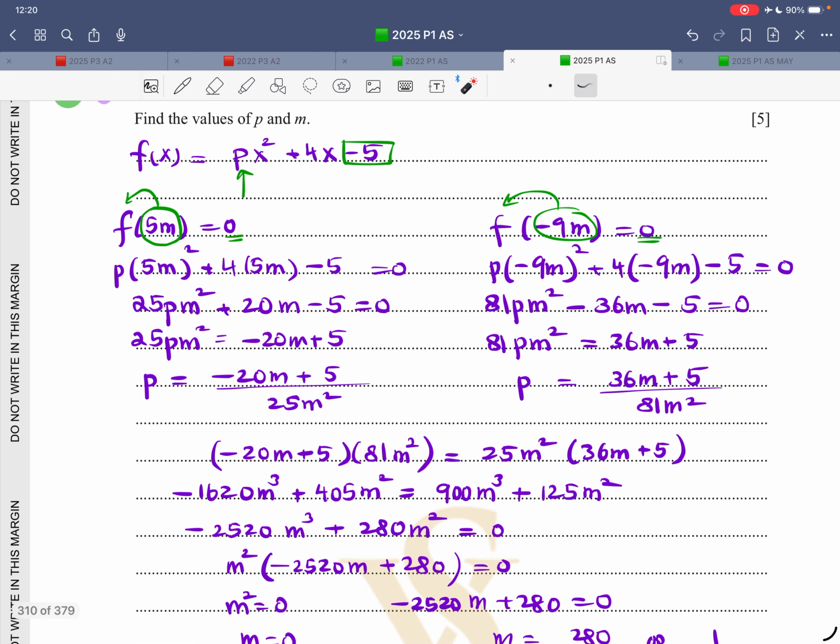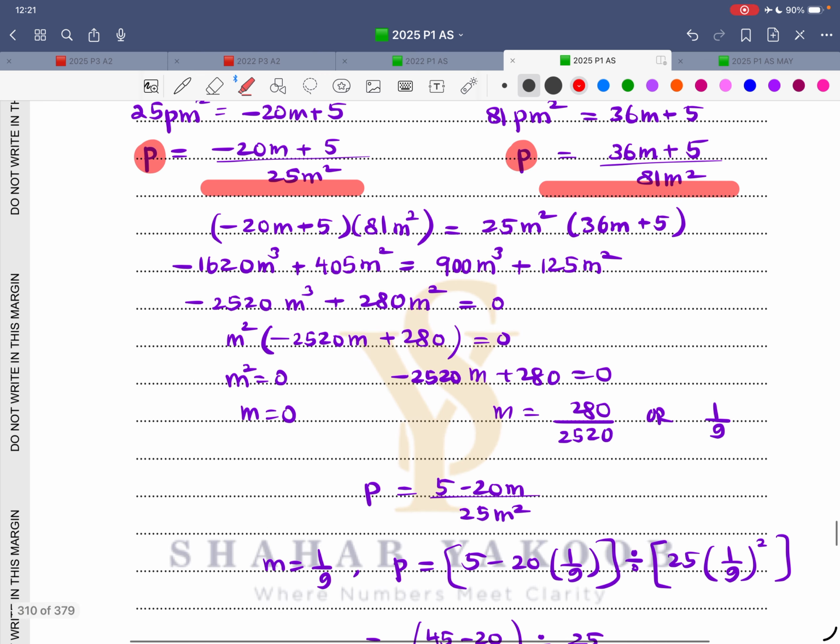Now look at the working. Looks very weird, very complicated, but it's not. So p times 5m whole square, 4 times 5m minus 5 is equals to 0. This is the simplification. Similarly, plug in negative 9m. This is the simplification. Now there is m square, there is m, there is p. So let me make p the subject. So I have made p the subject. This p equals to this thing. And over here, p equals to this thing. Those two things are equated.